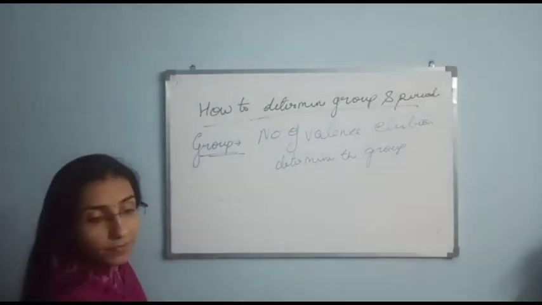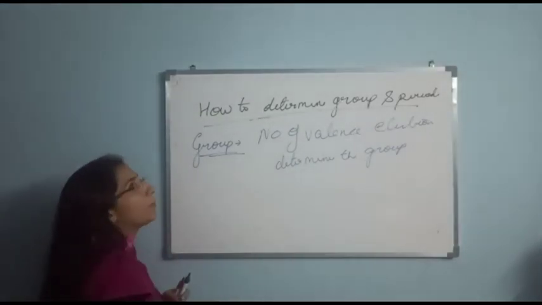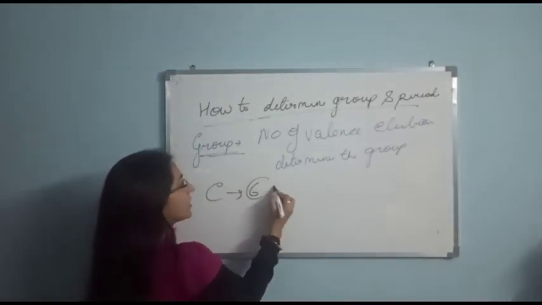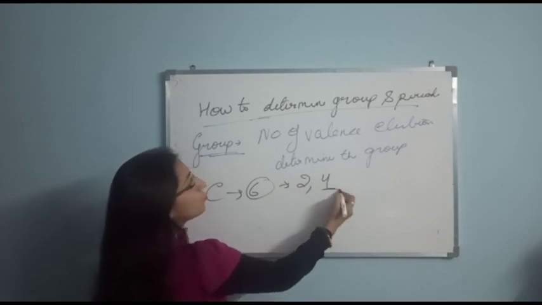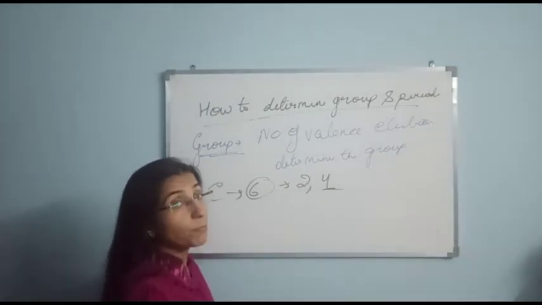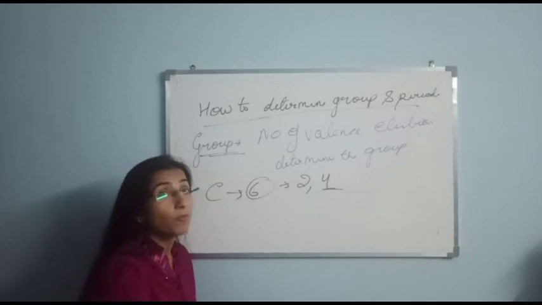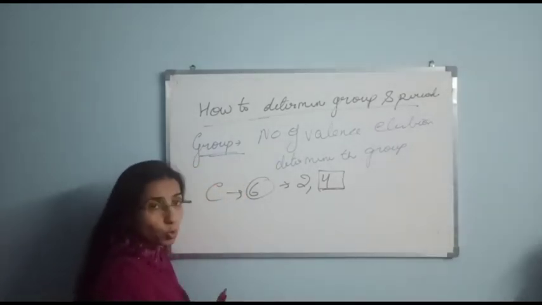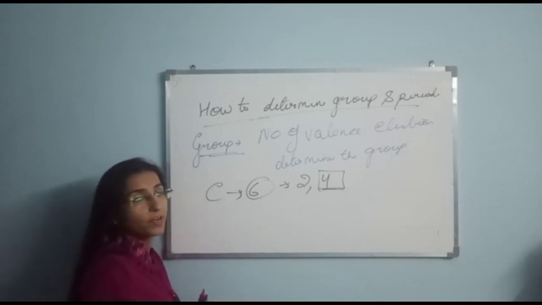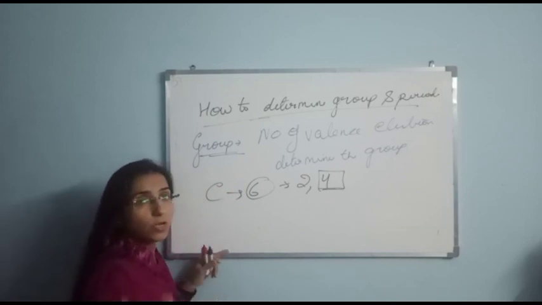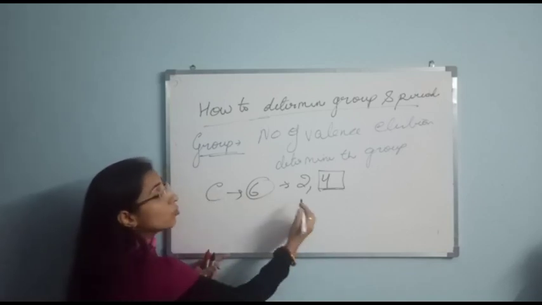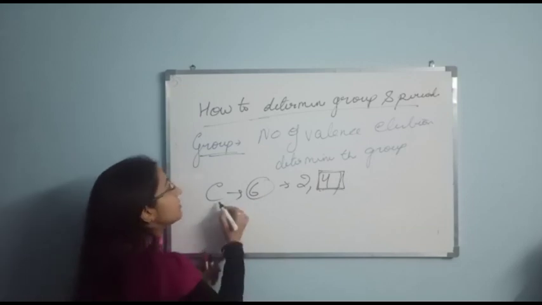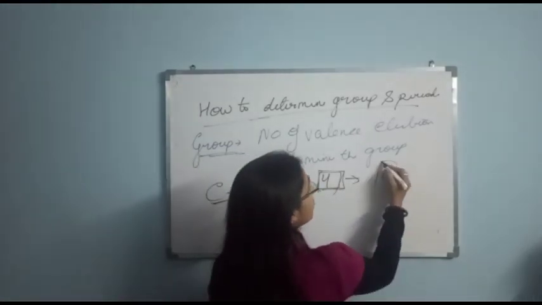Let us take the example of carbon. Its atomic number is 6, and its electronic configuration is 2, 4. I had already told you in my previous video how to determine the group: if the number of valence electrons is 1 or 2, it is group 1 or 2, but if it is from 3 to 8, then you add 10. Here the outermost shell has 4 electrons, so 4 plus 10 is 14. This means that carbon belongs to group 14.